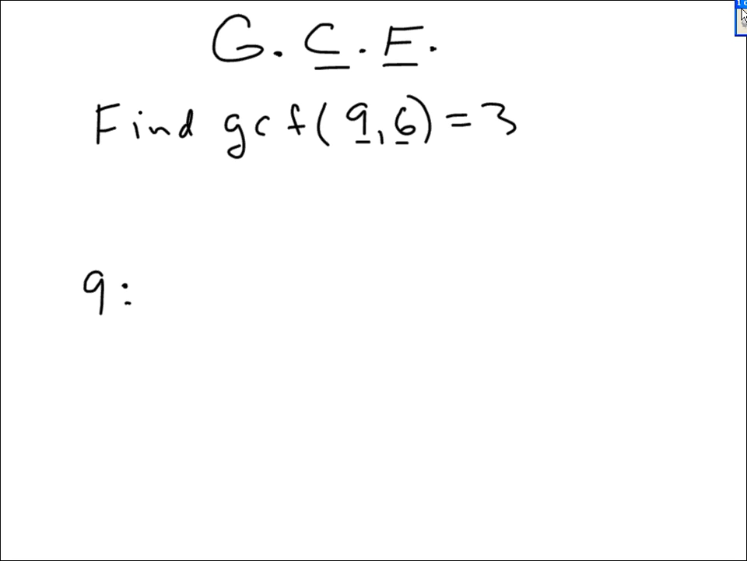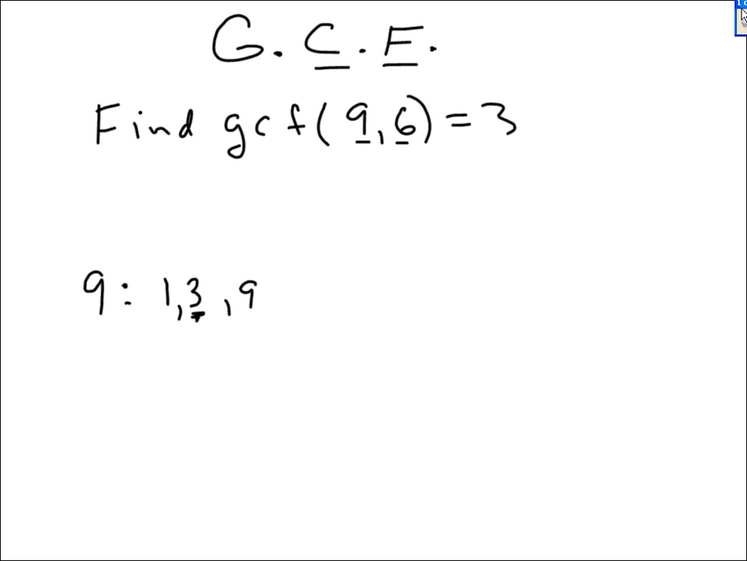Does 1 go into 9? Yes, it goes in 9 times. That is, 9 is also a factor. So there's 1 and 9. Then you try 2. Does 2 go into 9? No, it does not. So 2 is not a factor. Is 3 a factor? Yes, it is. How many times does 3 go into 9? 3 times. I already wrote 3. Once you've already written down a number, you stop. Those are the factors of 9.